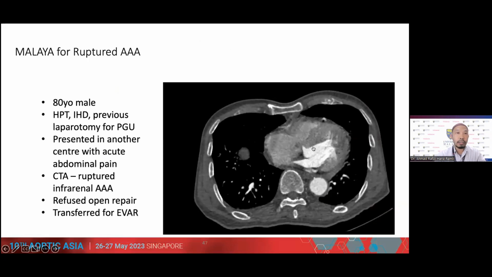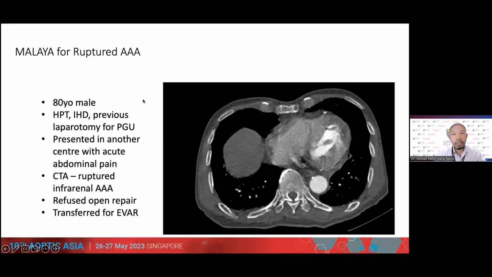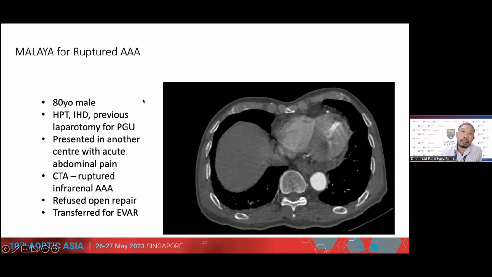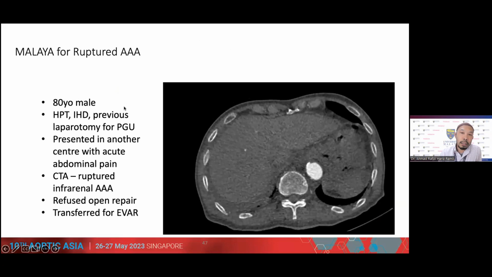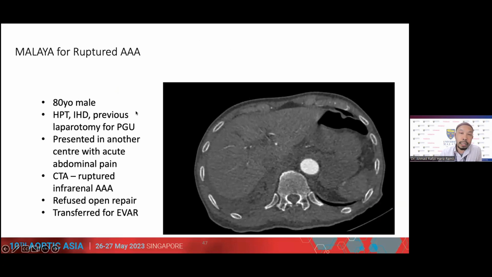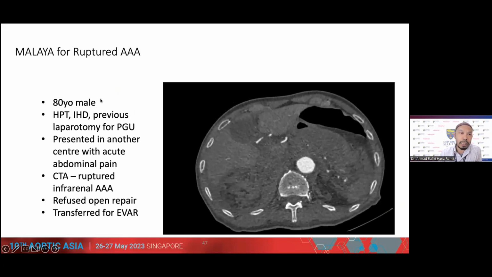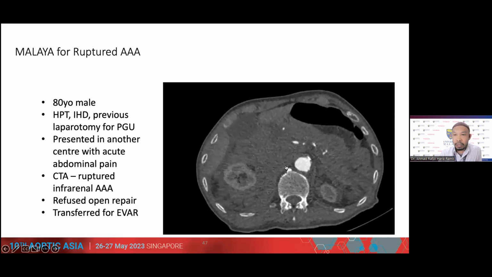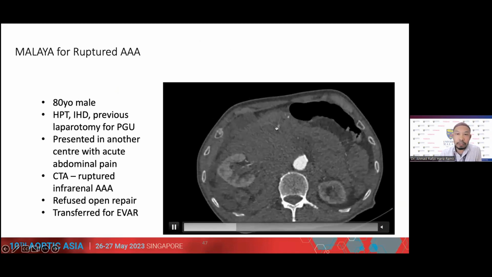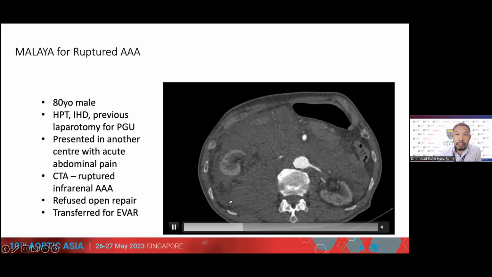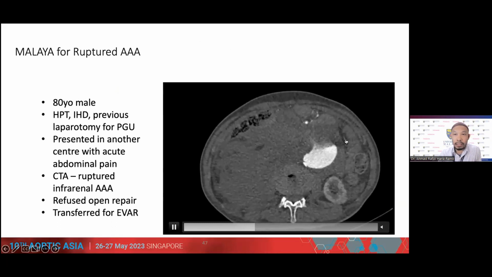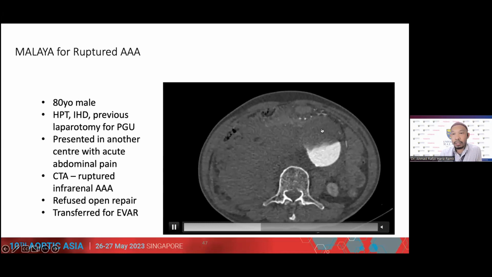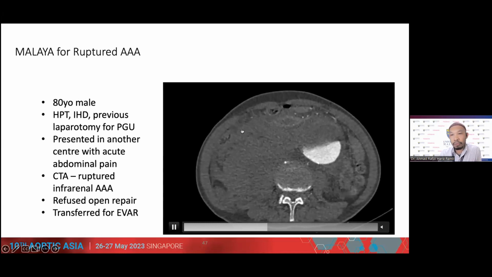Okay, how about ruptured AAA? We also employ this technique in the ruptured patient as well. Fortunately, this patient is only from another hospital in KKM. He came there and was offered open repair because he was 80 years old. They refused. Actually, he came in with leaking. As you can see, there's a lot of hematoma there. Retroperitoneal hematoma. For those who haven't actually seen a ruptured AAA on the CT scan, this is how it looks like. There's a lot of hematoma there.